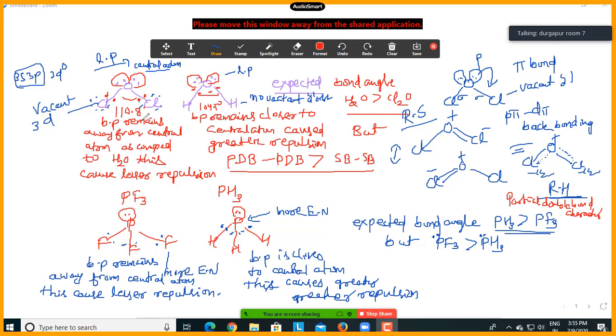This happened because the central atom contains a lone pair, and the surrounding atom contains a vacant orbital.